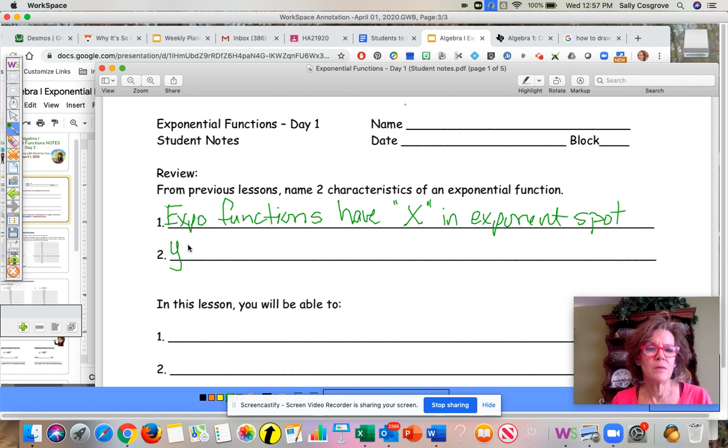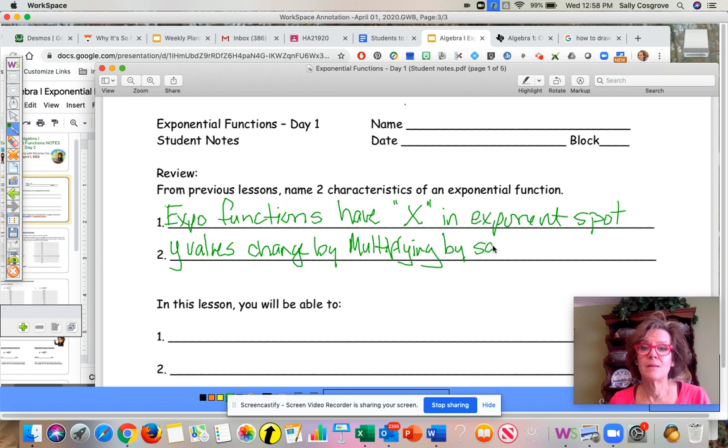So we'll say y values change by multiplying by the same number. And that is called a constant ratio.